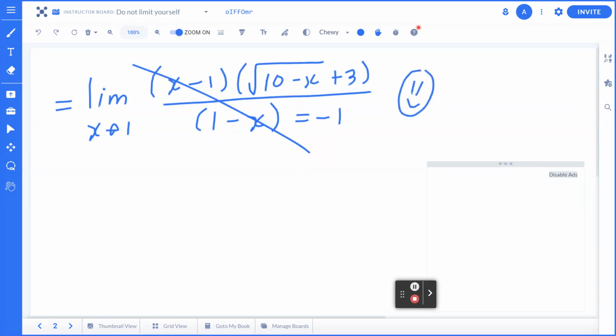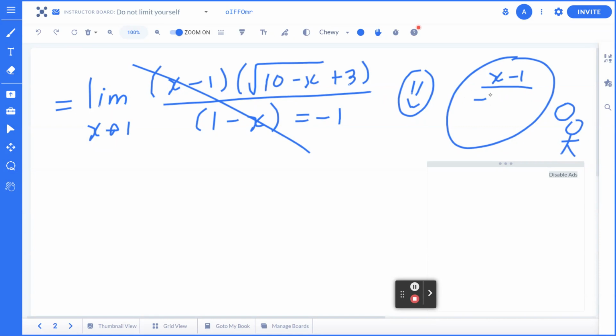Now, just in case there's one student watching this and you're thinking, I don't get it. Why is x - 1 divided by 1 - x equal to negative 1? On the side note here, you can think about this mentally, or you can write it down if you like. x - 1 divided by 1 - x is the same as factoring that negative 1 to the front, which will give you x - 1. And now when you cross that out, that's going to be negative 1.